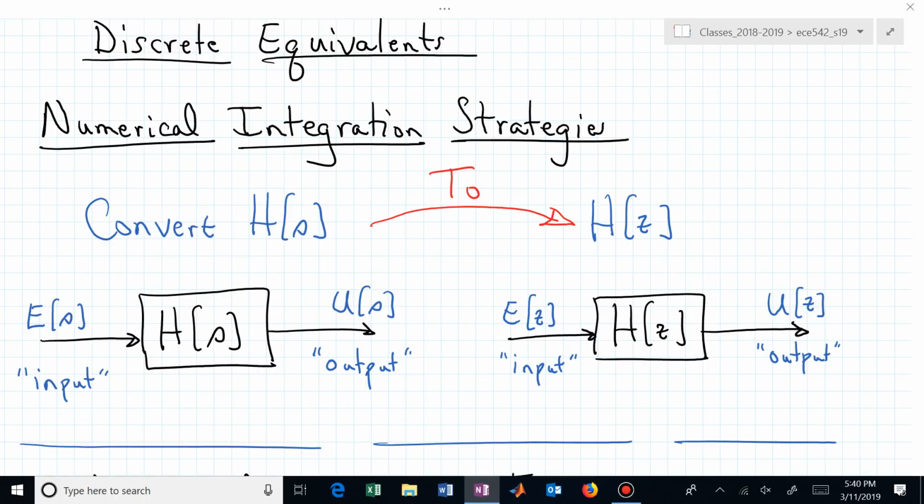Let's now talk. We're done with the announcements. Now we're going to discuss discrete equivalence for numerical integration strategies. That's when we convert this transfer function, H of s, in the s domain directly into the z domain. There's no hold device preceding the transfer function H of s. There's no zero order hold, which is what we use. You could have a first order hold, but we're just going to stick with zero order holds. That's not here when we're doing these discrete equivalents with the numerical integration strategies.